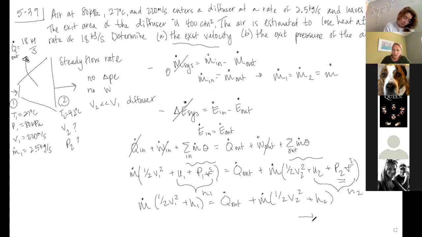All right, so I'm going to move on to the next page. I have more work. We can change this equation to, okay, so we have mass flow rate. I'm just going to rewrite it up here. M times 1/2 V1 squared plus H1 is equal to Q out plus M times 1/2 V2 squared plus H2.